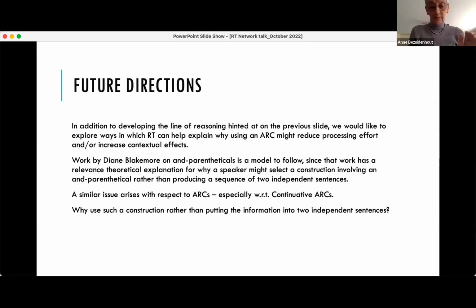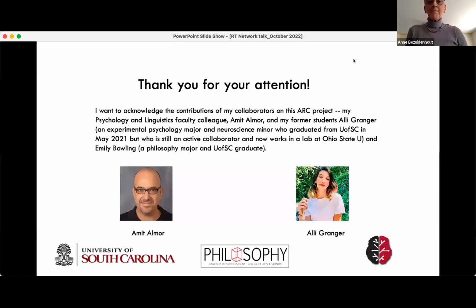And this is a similar question that Diane has raised with respect to and parentheticals. So I feel like there's an explanation there too for how we might bring in relevance theory to this field.